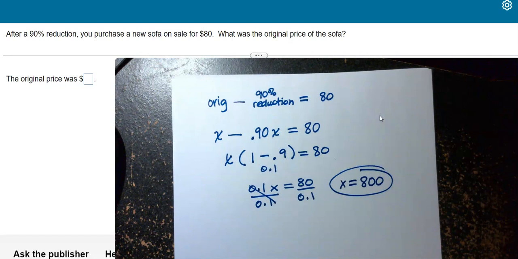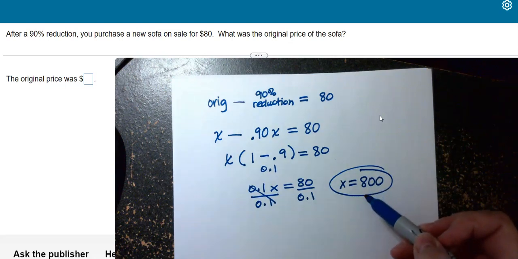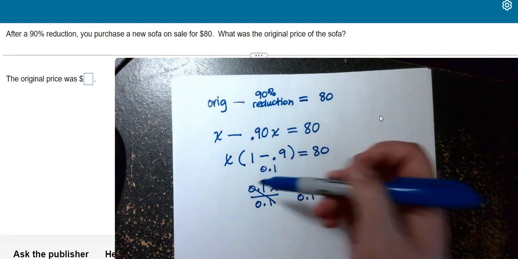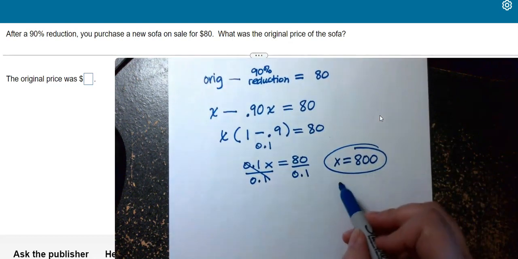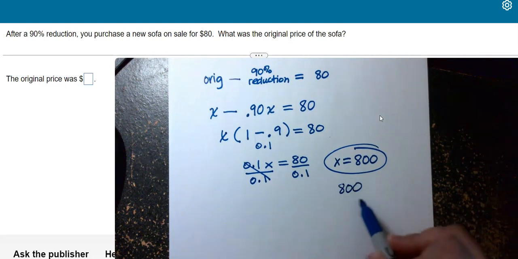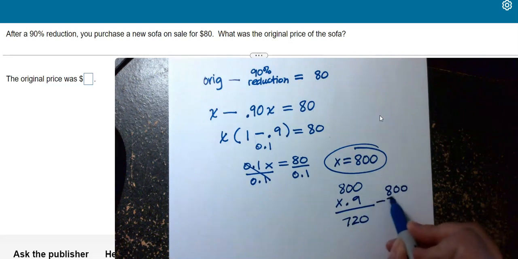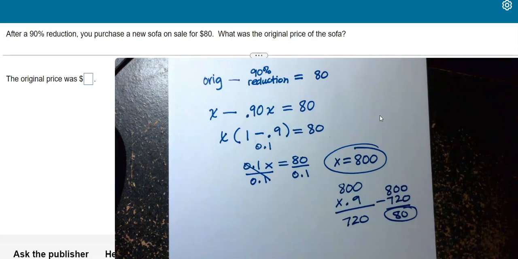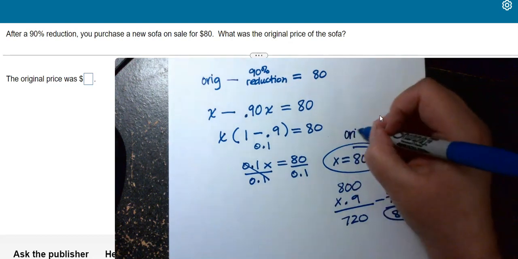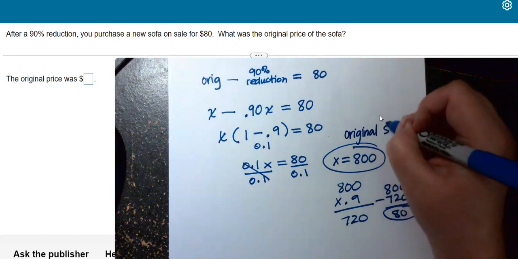This can be a really easy problem to double check. It can be easier to think of it honestly in the final form, going back and looking at what happened. In other words, if I have $800 and I take 90% off, 800 times 90% is going to be $720. So I'm taking $800 minus the 720, and that gives me 80. So yes, this does make sense that the original price was $800.